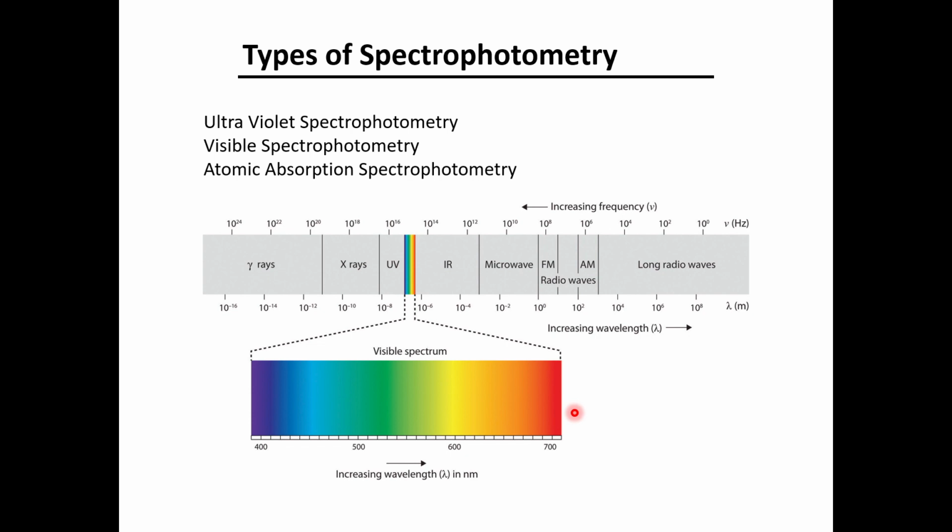We have certain types of spectrophotometry: ultraviolet spectrophotometry, visible spectrophotometry, and atomic absorption spectrophotometry. As we know, there are nine types of photon or energy spectrum, from gamma to long radio wave electromagnetic radiation. So we are concerned about the UV region of the electromagnetic radiation, the visible region, and the IR region.